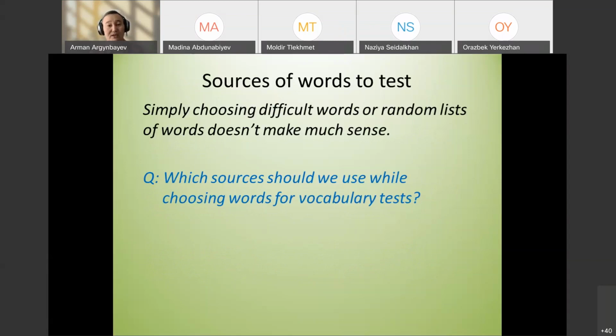Sources of words to test. So which words should we select for teaching? Should we just simply select any words that we can think of, or there should be kind of specific source? What do you think? Which sources should we use while choosing words for vocabulary tests? Any sources?